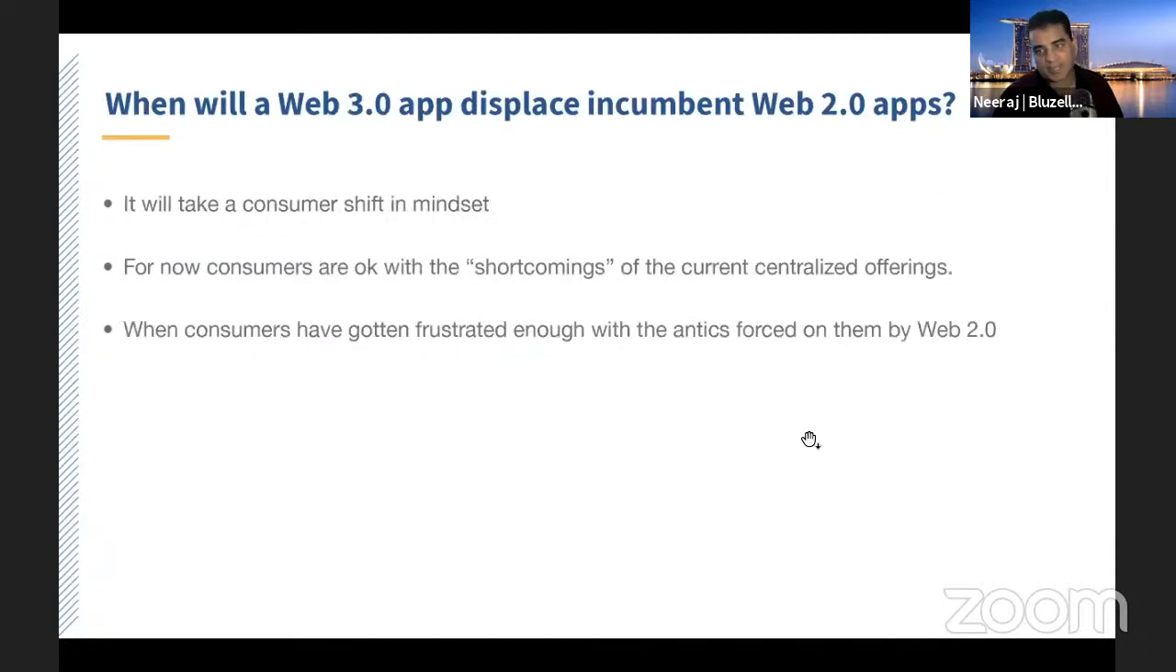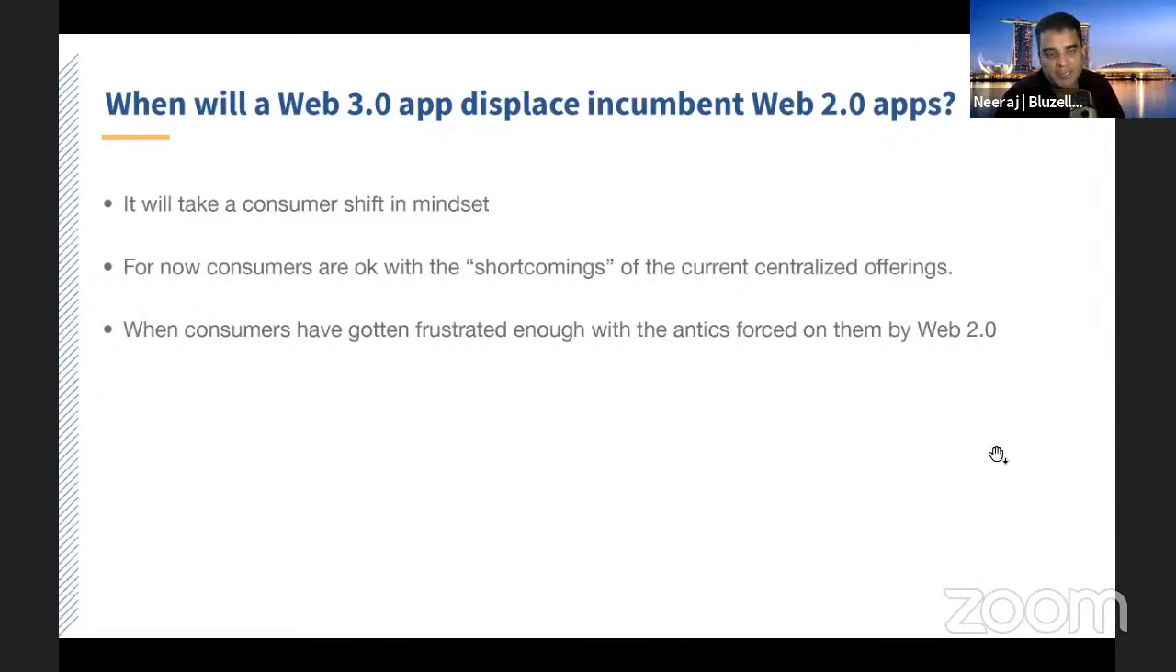So here's a kind of tongue-in-cheek question. When will the Web 3.0 app actually displace incumbent Web 2.0 apps? For example, you've got YouTube, Twitter, WhatsApp, et cetera. When are we going to have Facebook displaced by a replacement for it? Well, I don't have great news for that.